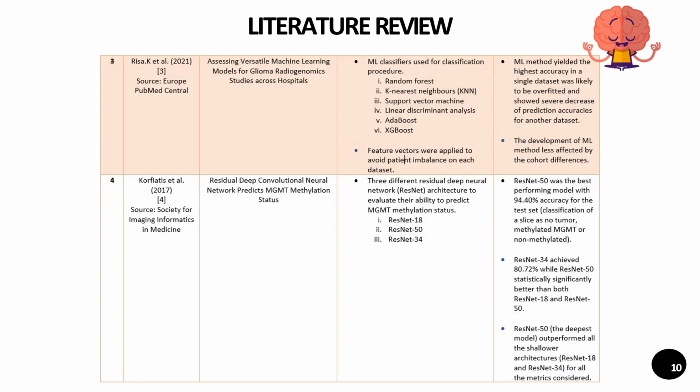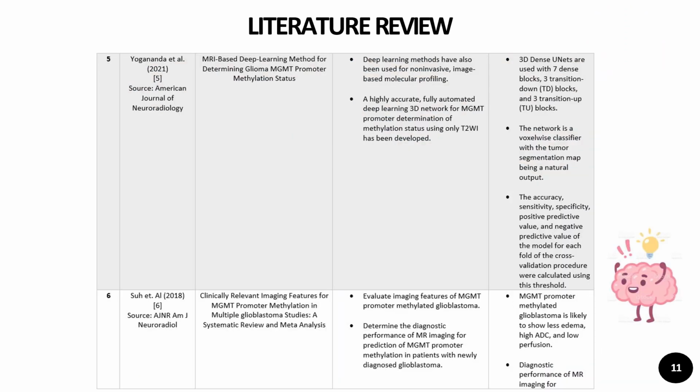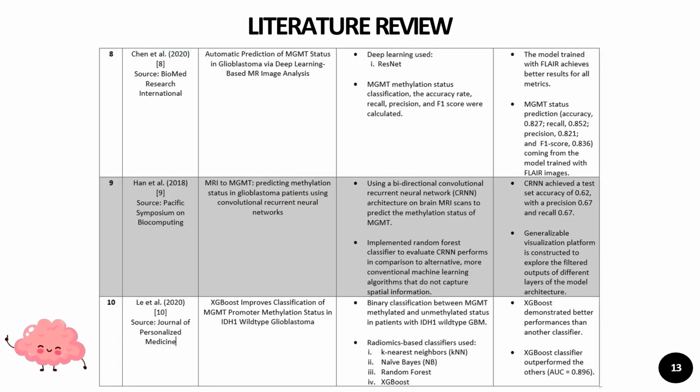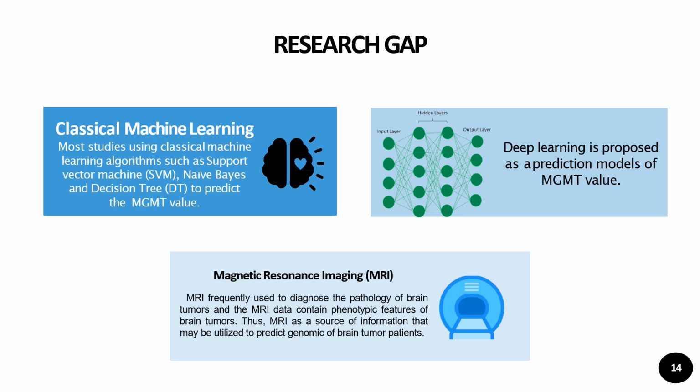So there are a lot of papers. I'm not going to discuss all the papers in detail. However, I will discuss the research gap. So we found that most of the studies use classical machine learning algorithms such as support vector machine, Naive Bayes, and also decision tree to predict the MGMT value.